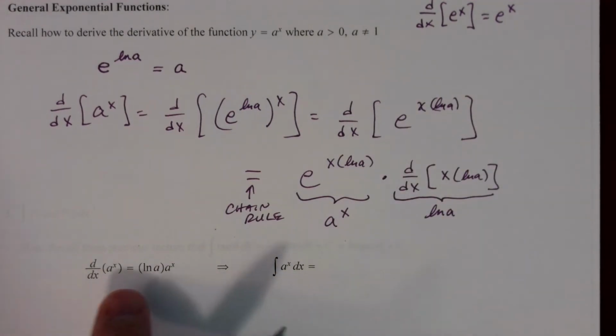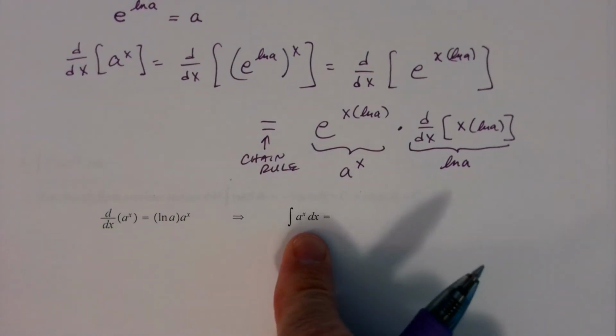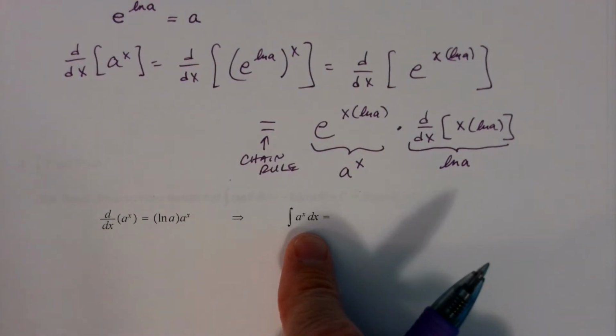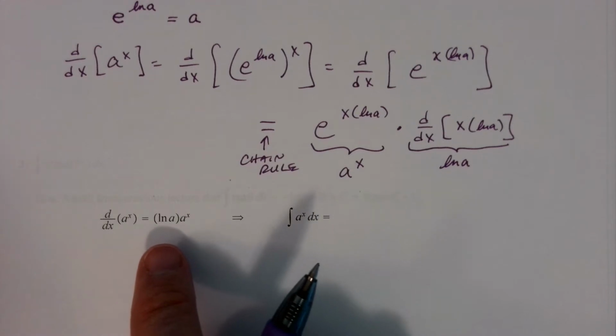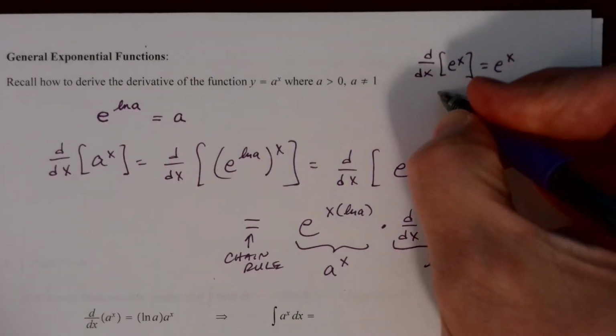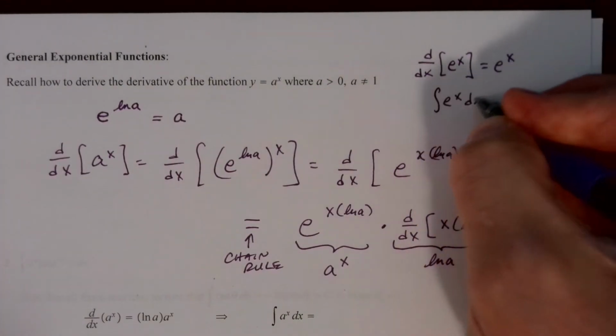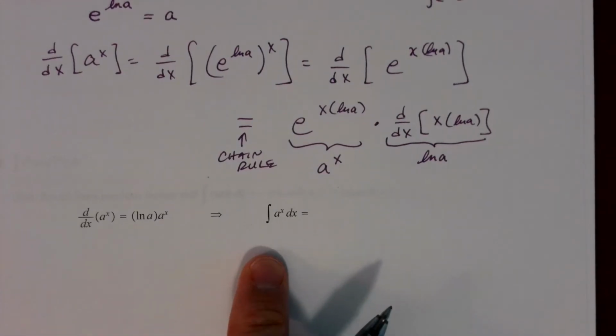So now, though, what's the derivative of 2 to the x? Natural log of 2 times 2 to the x. But now what I want to know is, what's the antiderivative of a to the x? Well, it can't just be a to the x. We know the antiderivative of e to the x, obviously, is e to the x plus a constant, right?